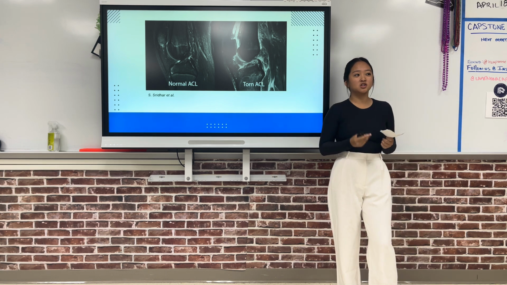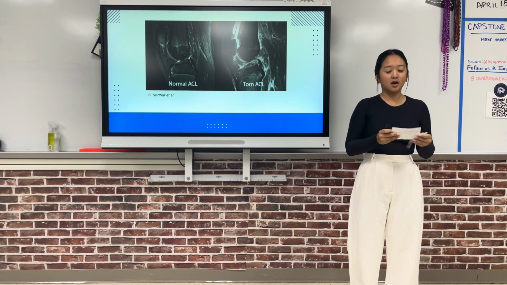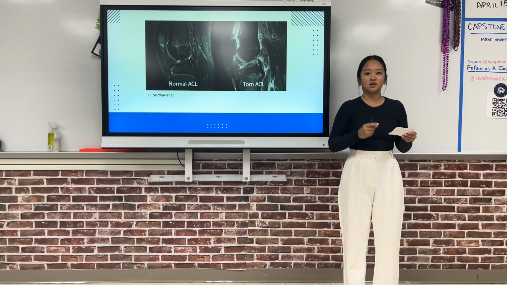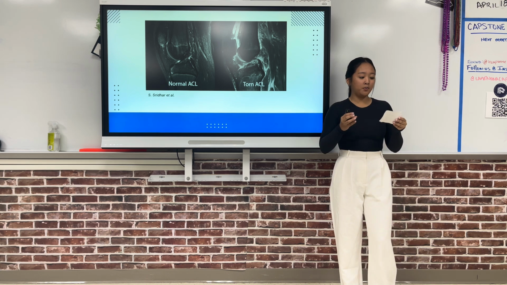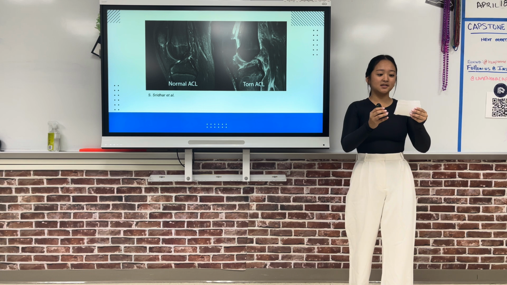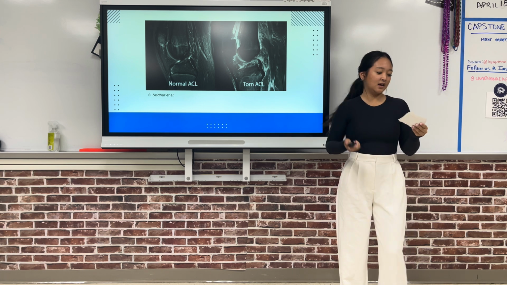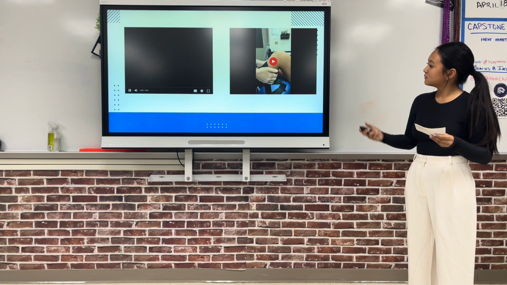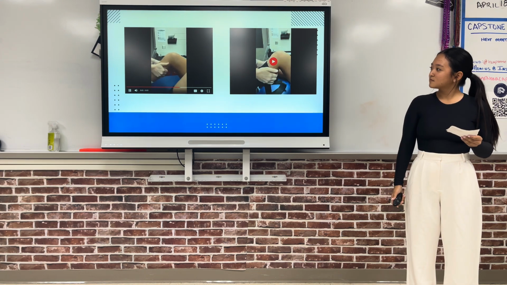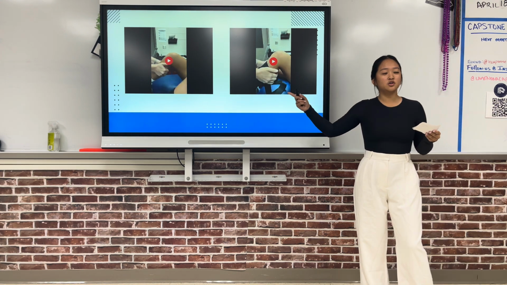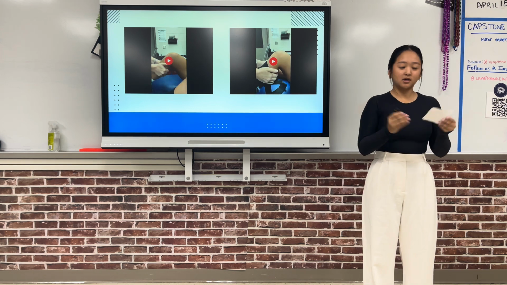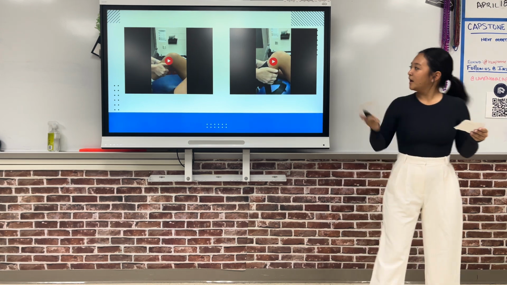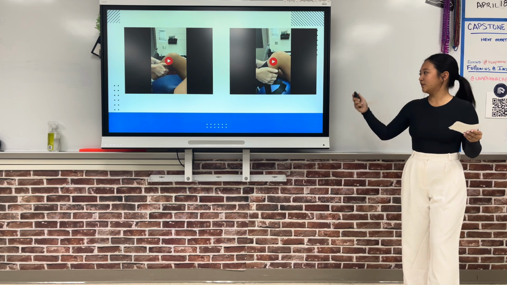So now we're going to watch two videos of an athletic trainer conducting the anterior drawer test on an athlete. That involves the pulling of the tibia like this to test the strength and connection of the ACL. So this first video shows no movement. It's a completely normal knee, and this video is going to show us something completely different.